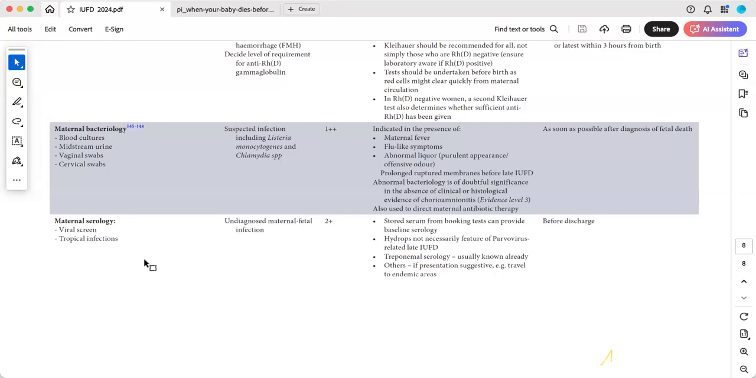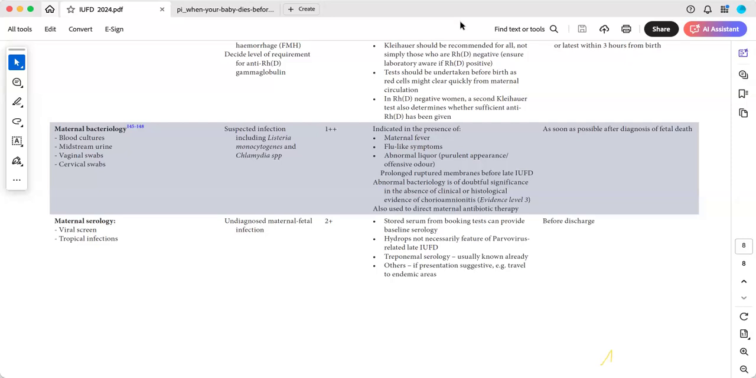For undiagnosed maternal fetal infection, the stored serum from the booking test can provide baseline serology. You can compare that sample with the one taken before the discharge. So you can check and compare the stored booking sample with the one obtained after the diagnosis of the IUFD.